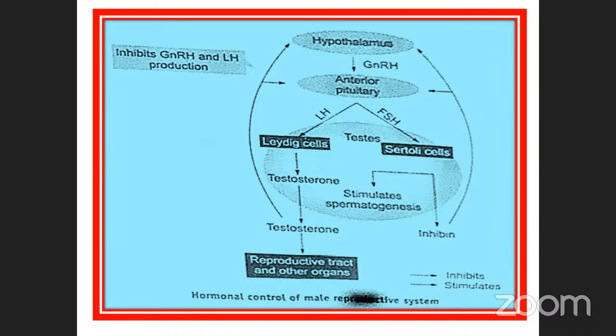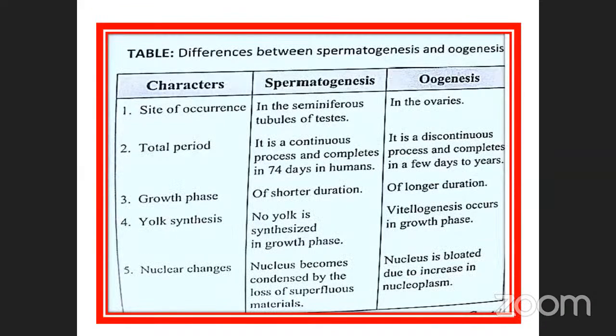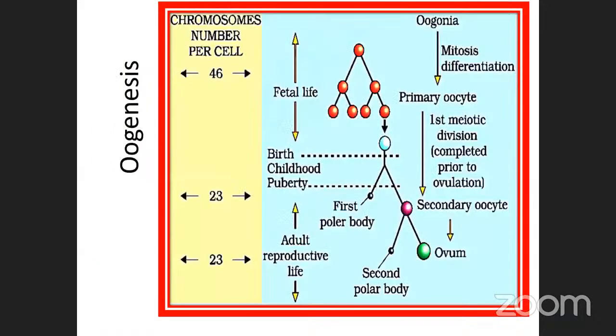Likewise, the female reproduction is also under the control of female hormones, which we will discuss. Okay, see here. What are the differences between spermatogenesis and oogenesis? See here, the characters, note them down. I think 10 characters have been reported here.